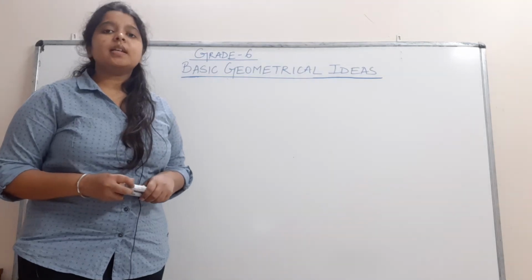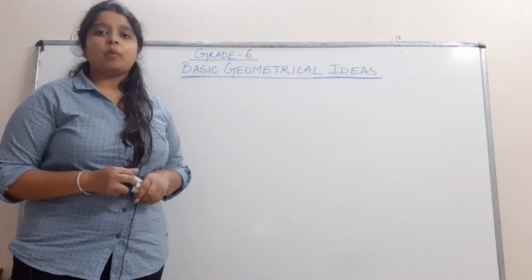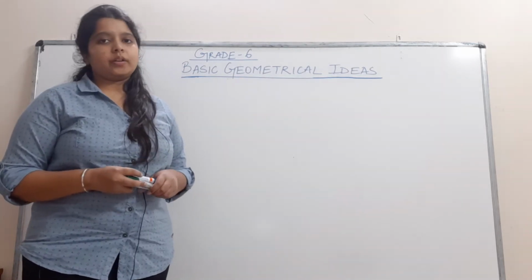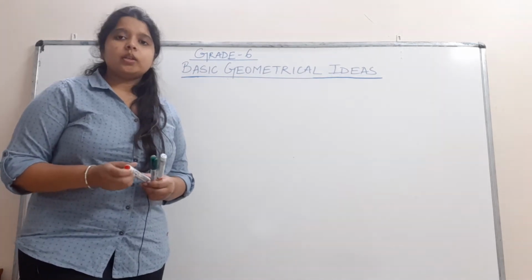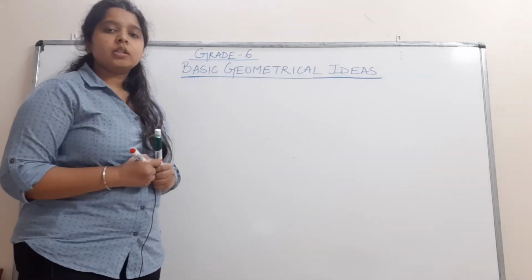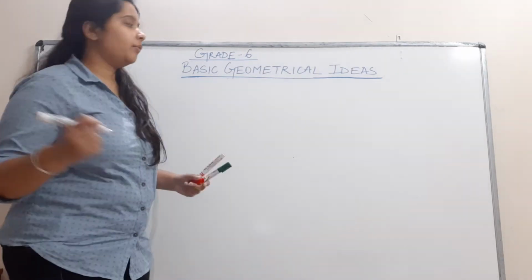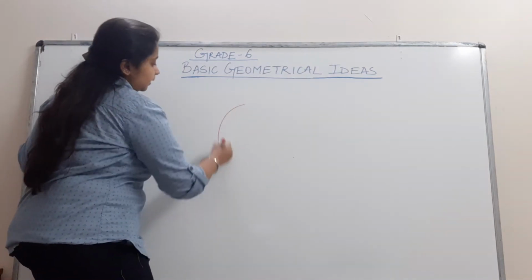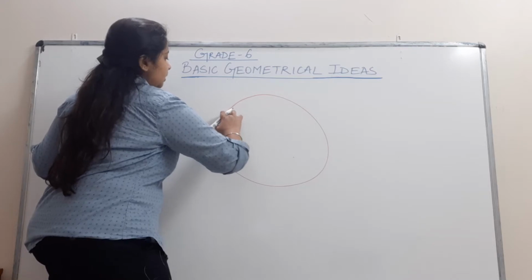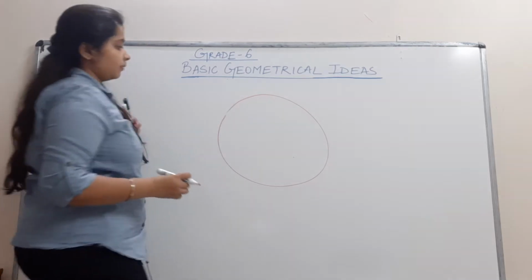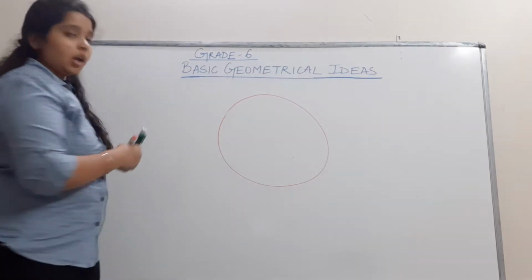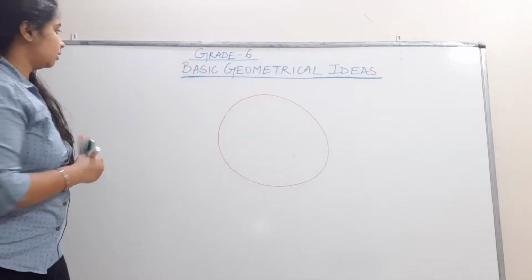Good morning students. Till now we studied about polygons and two types of polygons, triangles and quadrilaterals. Today we are going to study about a different type of plane figure which all of you are aware of, and it looks something like this. What is it? It is a circle. Today we are going to study about circle.